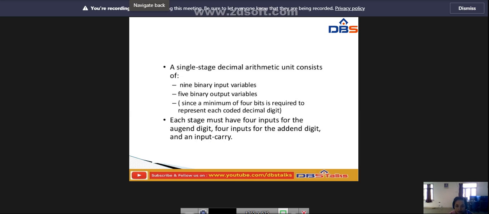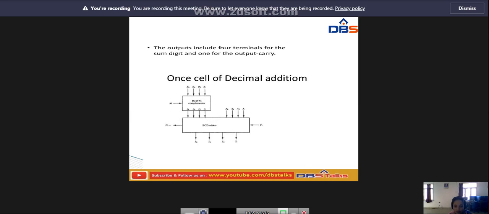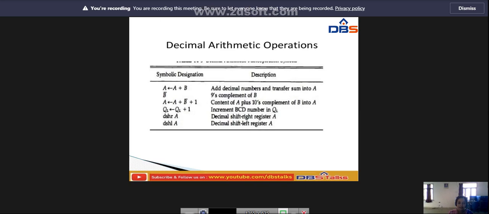How many input digits? 4 input augend and 4 addend. These 4 are input augend, 4 are addend. Okay, so these 4 are output terminals, and this is the output carry, one output carry. Okay, so next one, decimal arithmetic operations.